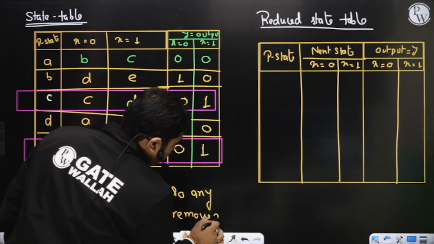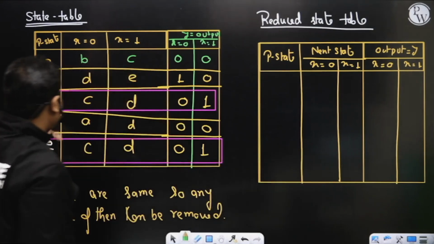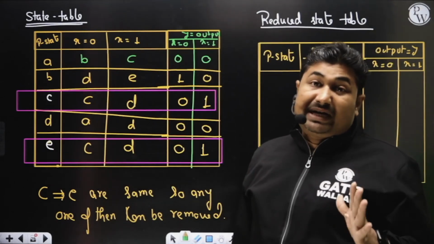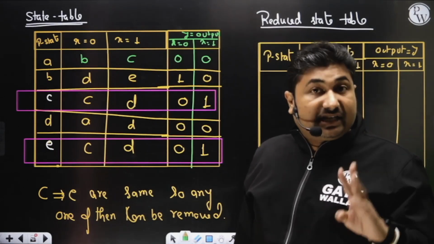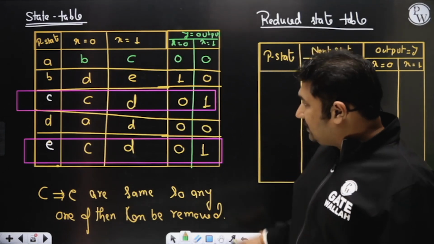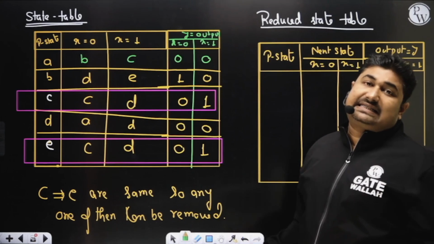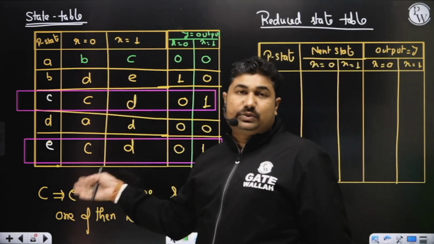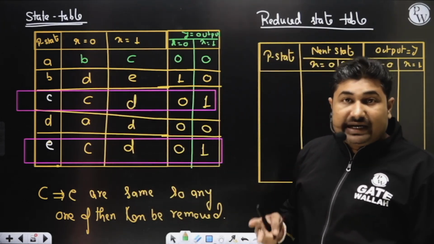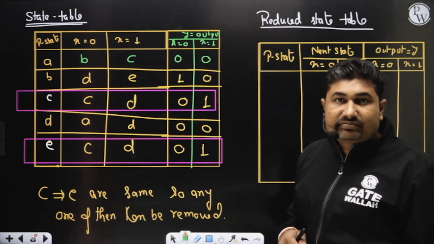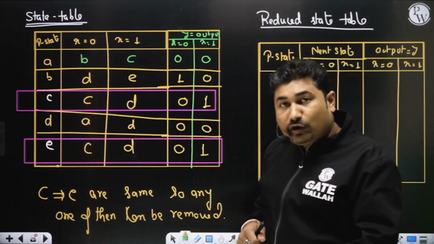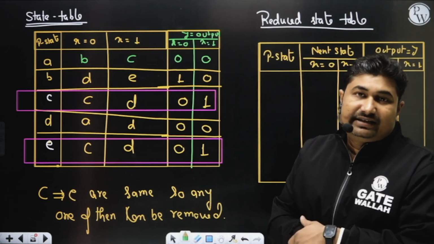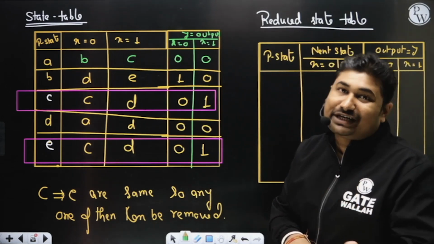Now, in case we have to implement it, how many states do we have? 5. For five states, the minimum number of bits required is 3, and for 3 bits, 3 flip-flops are needed. But it can be clearly observed that states C and E are giving the same next state for the same input condition with the same output. So we need not represent these two. Instead of taking C and E as two different states, we can treat them as the same state. That makes the number of states only 4 and the number of flip-flops needed only 2. So this is the reduction in states. With the reduction in states, the cost of the circuit reduces.